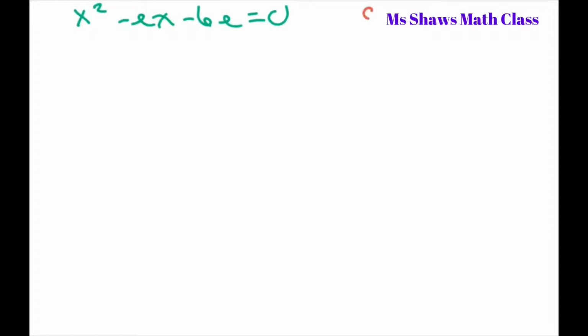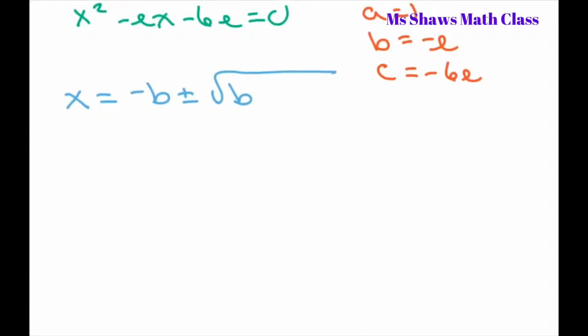So in our case, my a equals 1, b equals negative e, and my c equals negative 6e. And use the quadratic formula, and then just fill everything in.